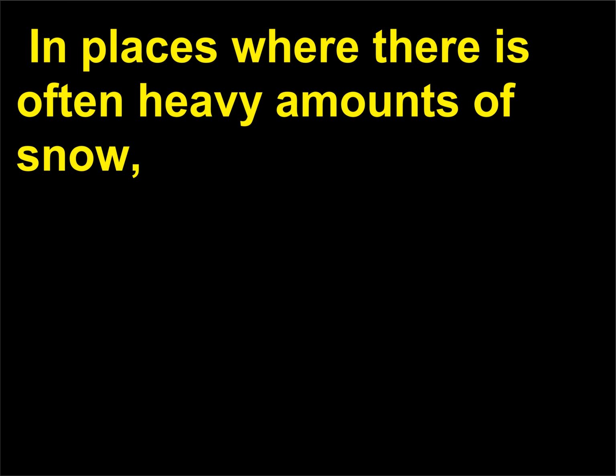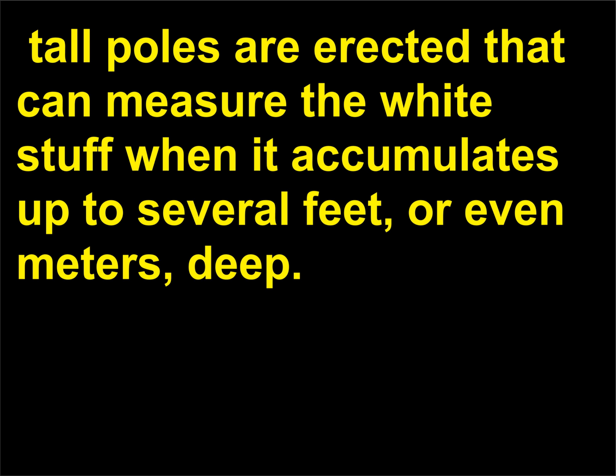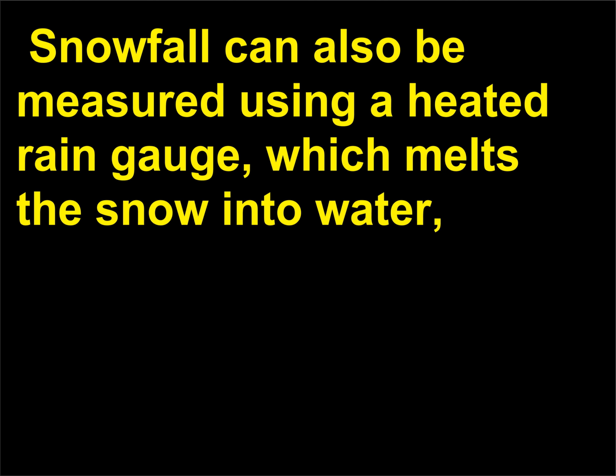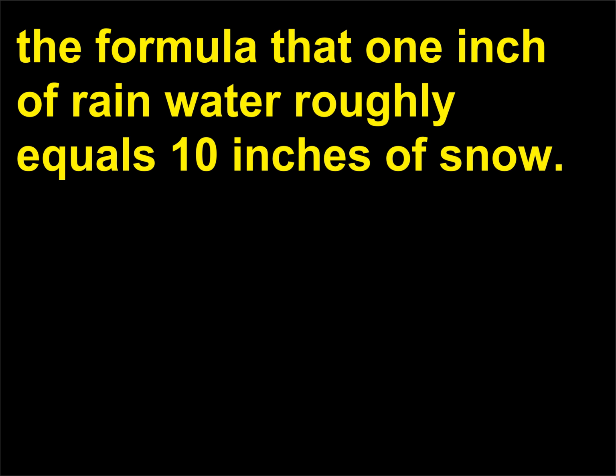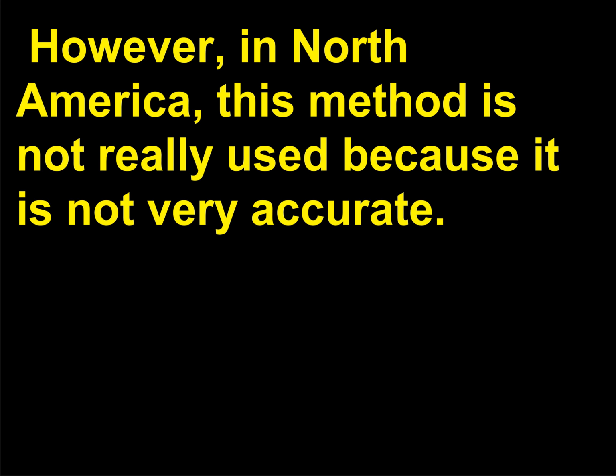In places where there is often heavy amounts of snow, tall poles are erected that can measure the white stuff when it accumulates up to several feet, or even meters, deep. Snowfall can also be measured using a heated rain gauge, which melts the snow into water, then converts it back to estimated snow levels by using the formula that 1 inch of rain water roughly equals 10 inches of snow. However, in North America, this method is not really used because it is not very accurate.